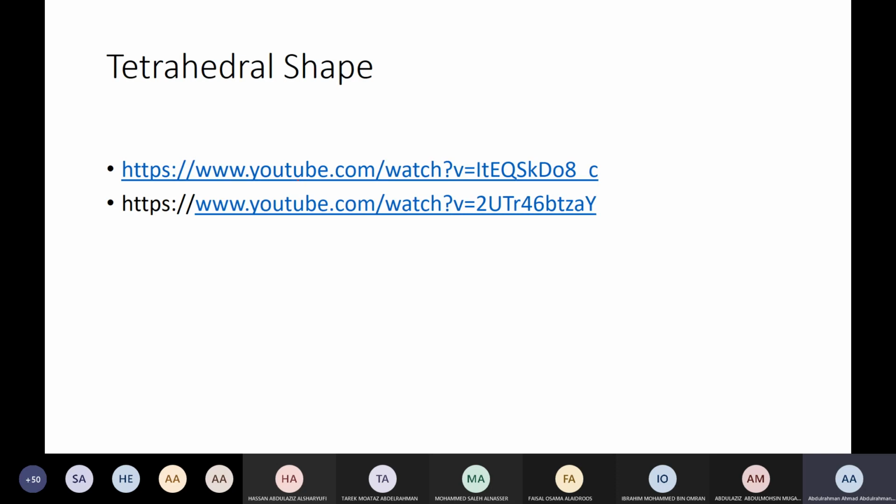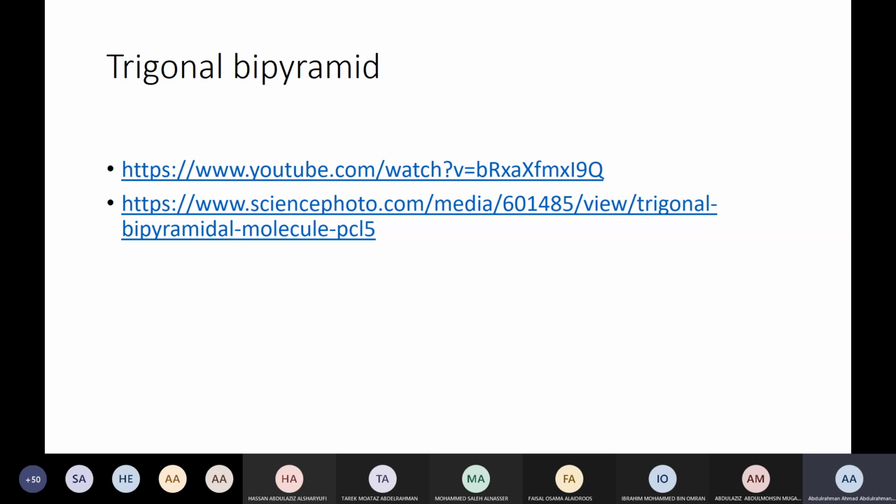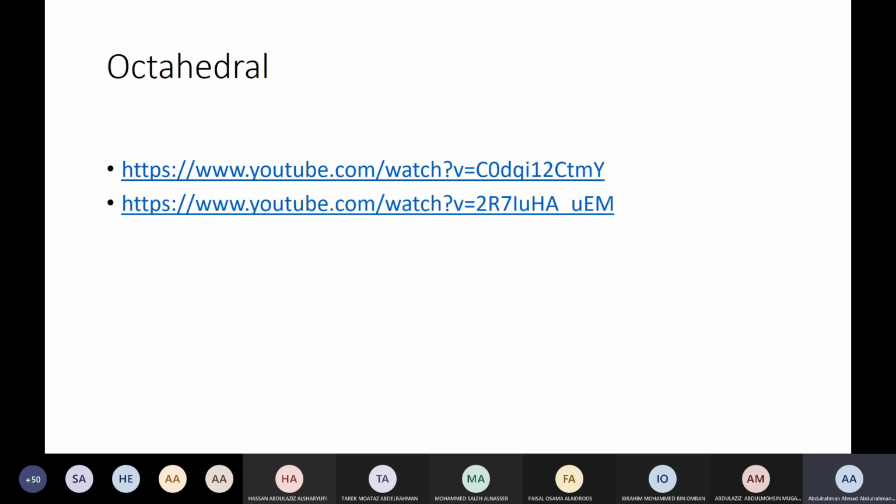You can watch the videos here. I'm not going to spend time because it will take time. But this will show you the tetrahedral shape. This will show you the trigonal bipyramid shape. Go ahead at home and watch it. It's very interesting to see how the shape looks exactly. And this is the octahedral shape. At home, not now. It's available in the extras. If you go to extras, you'll find it.